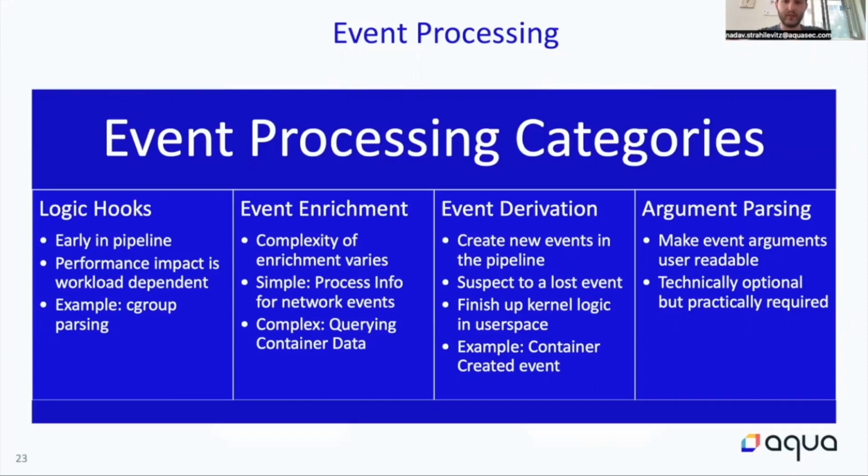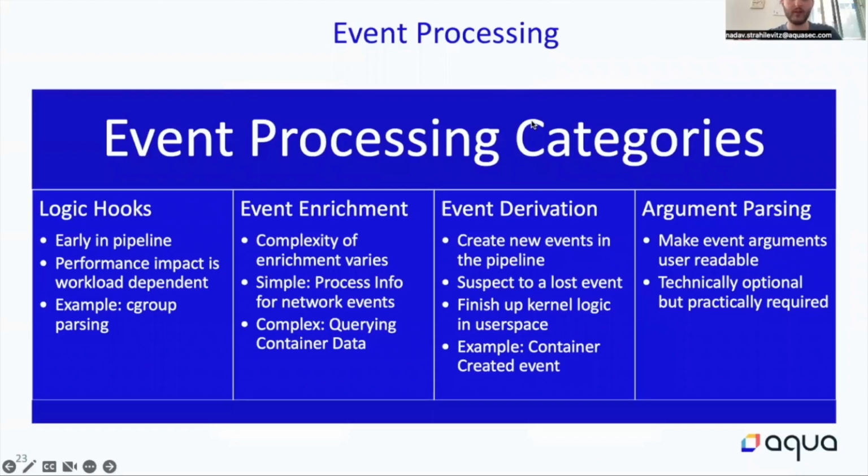3, event derivation. That is logic that correlates some event, generally generated in kernel, to a new userland generated event. For example, a cgroup mkdir event, basically a cgroup being created, can be correlated to a container being created, which is a separate event.